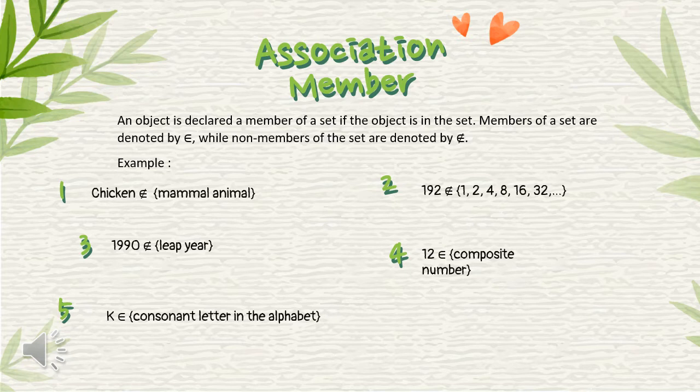2. 192 is a non-member of the set of 1, 2, 4, 8, 16, 32, etc. 3. 1990 is a non-member of the set of leap years. 4. 12 is a member of the set of composite numbers. 5. K is a member of the set of consonant letters in the alphabet.